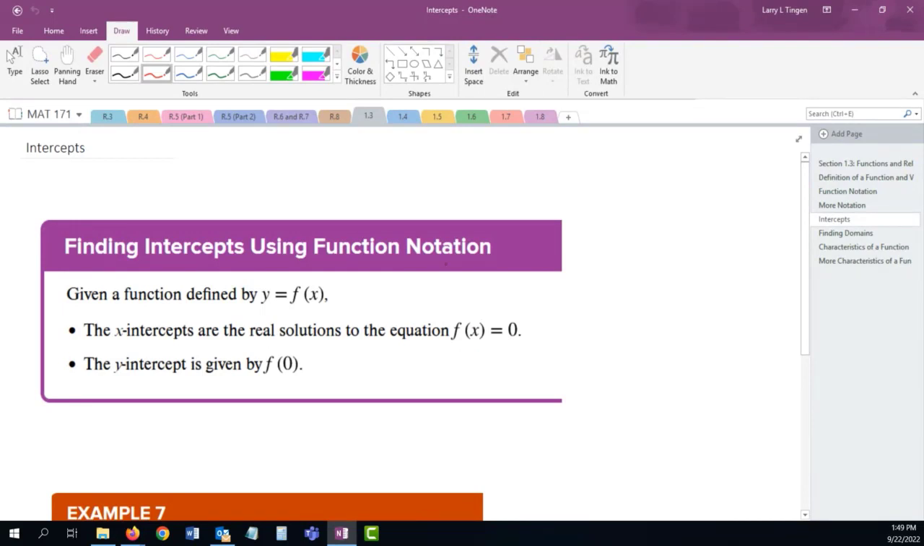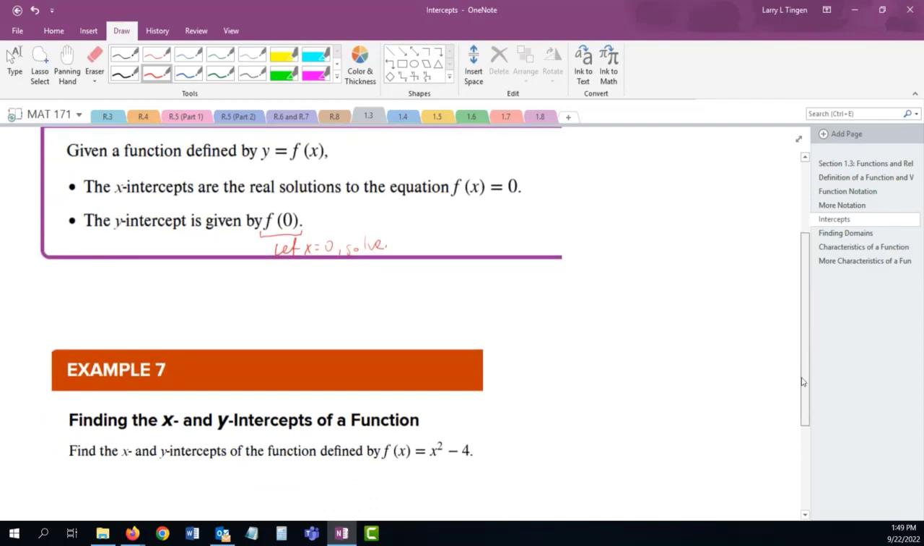We've been doing that for a while now. The y-intercept is going to be given by f at 0. Well, isn't this nice? Look at how short they put this. The y-intercept is given by f of 0. So this tells me what? x is 0, and then solve. Let x be 0 and solve. All of that said in just that short function notation.